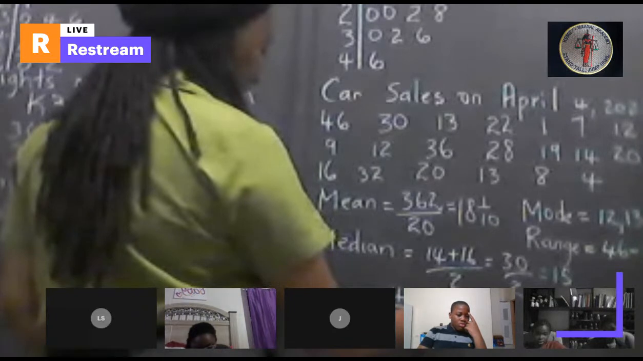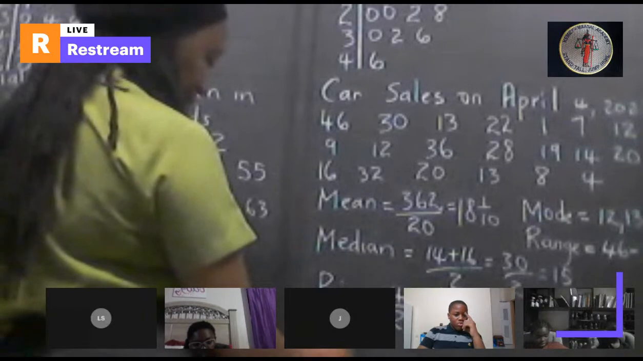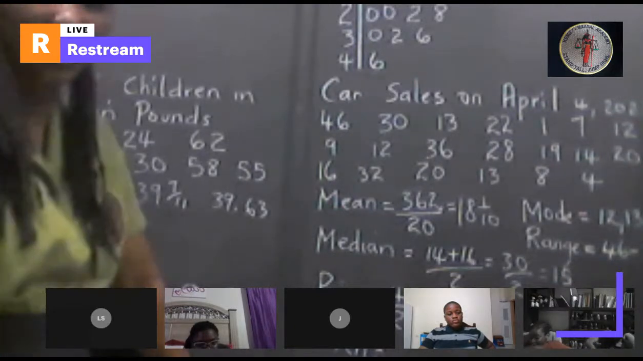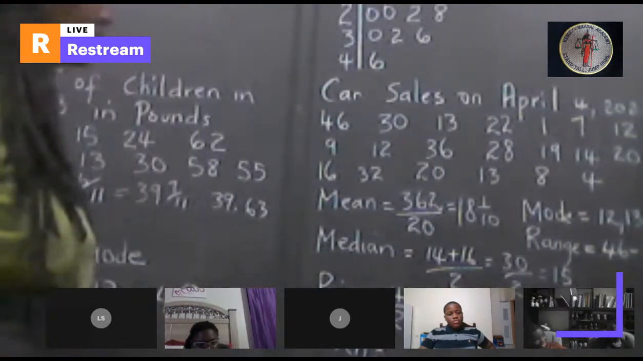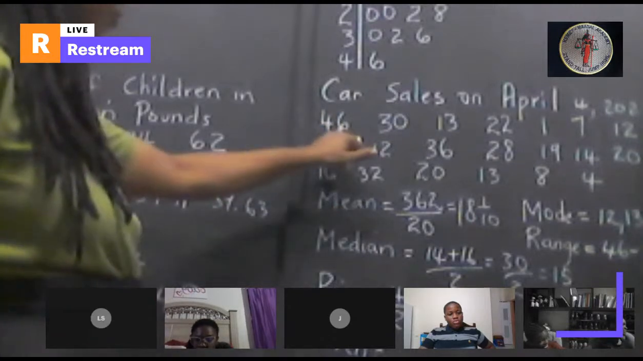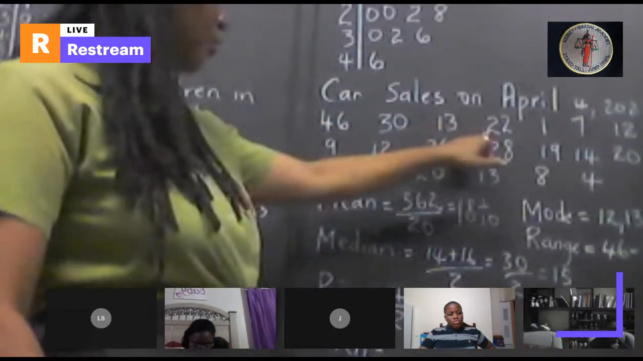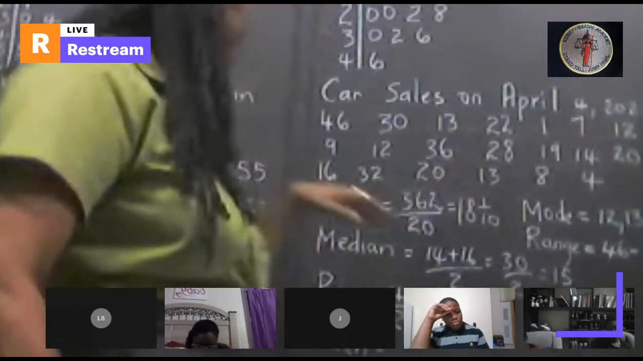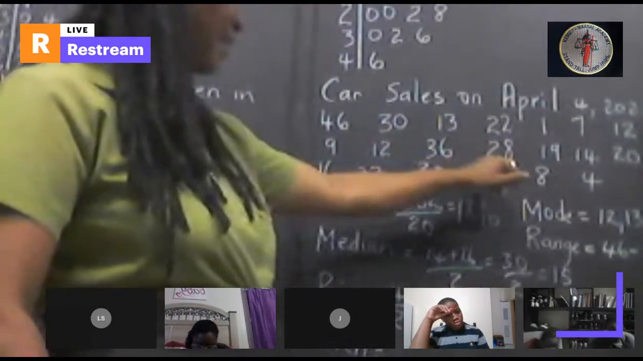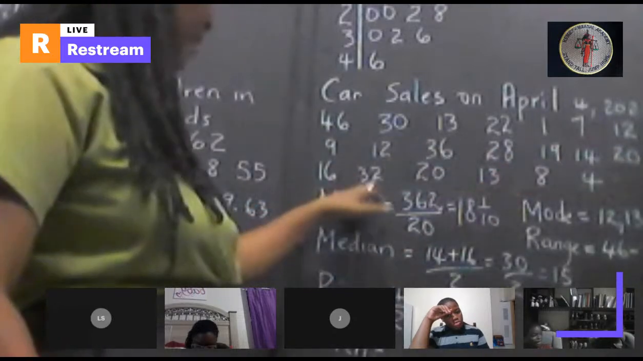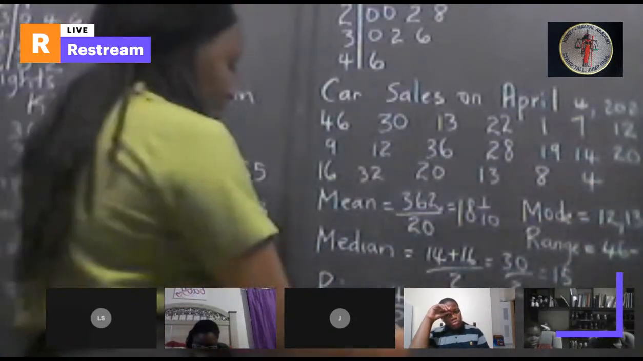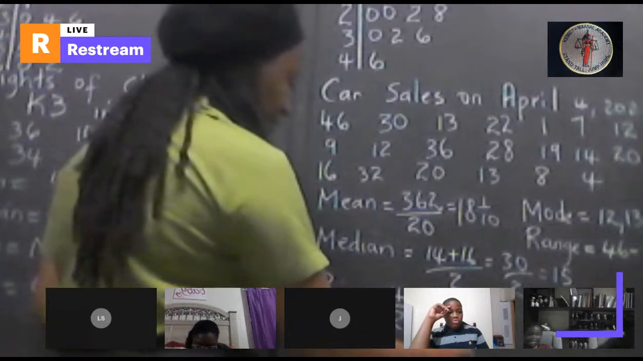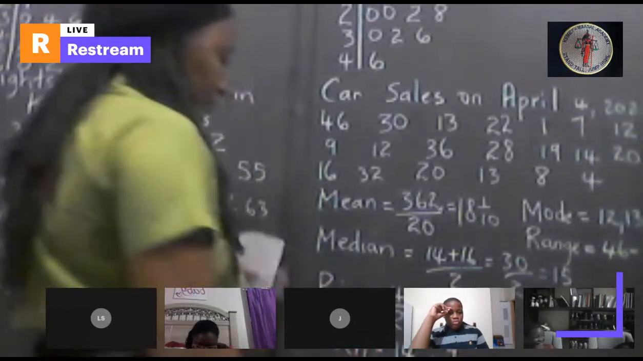What's the probability of having an even number set of cars? So, how many even numbers are there? So, 46 is even, so that's 1, 2, 3, 4, 5, 6, 7, 8, 9, 10, 11, 12, 13, 14 even numbers, and it's 20 salesmen, so 14 over 20, and that cancels to 7 over 10.